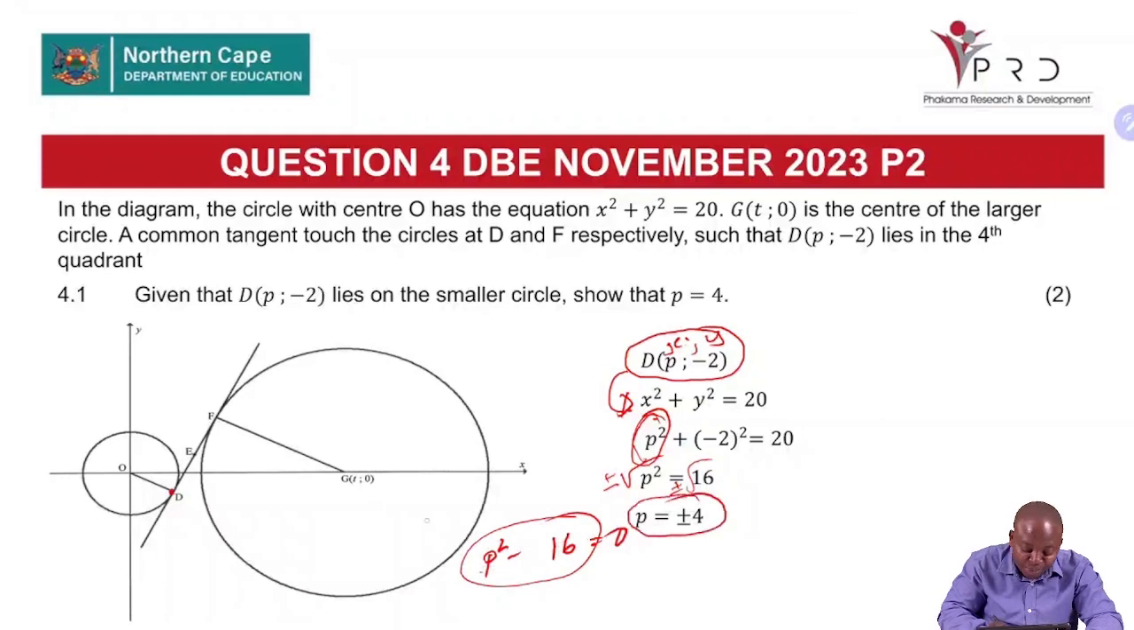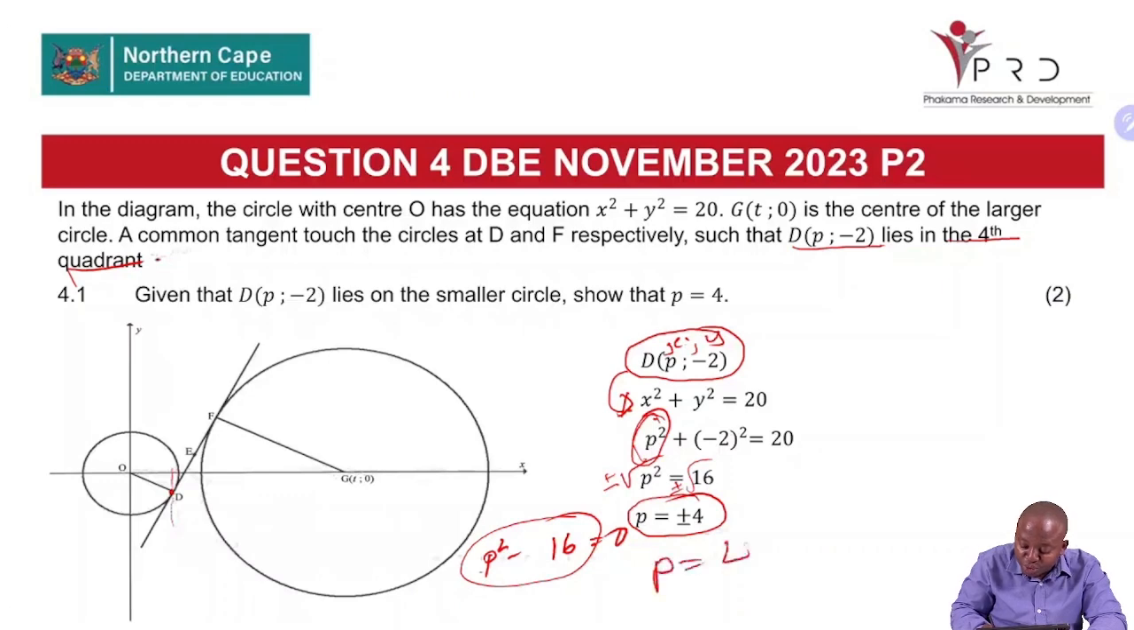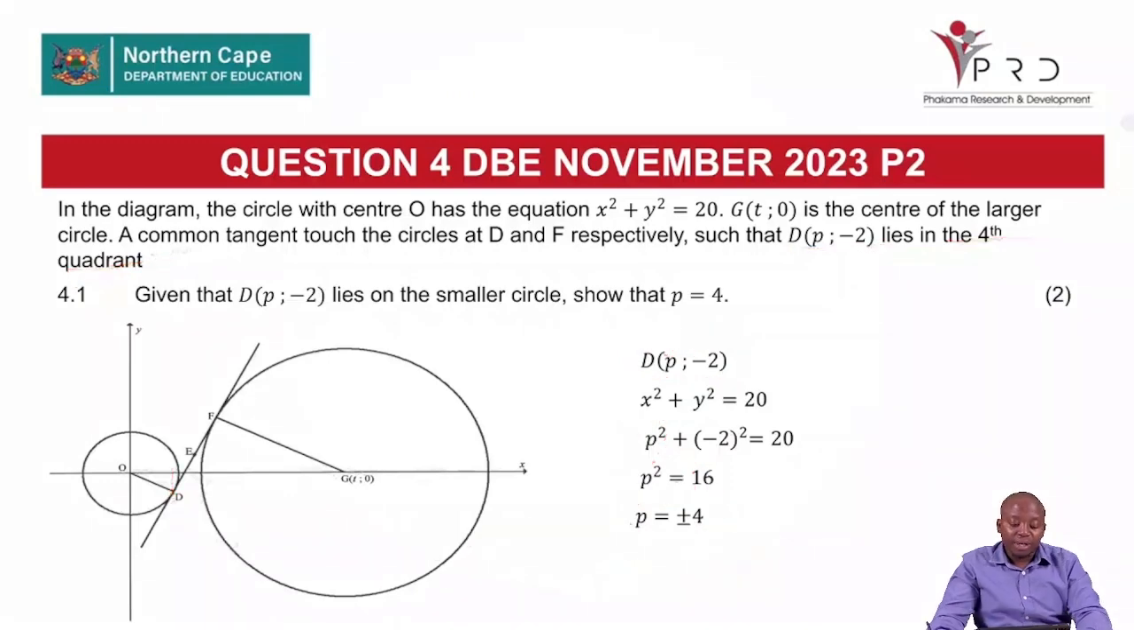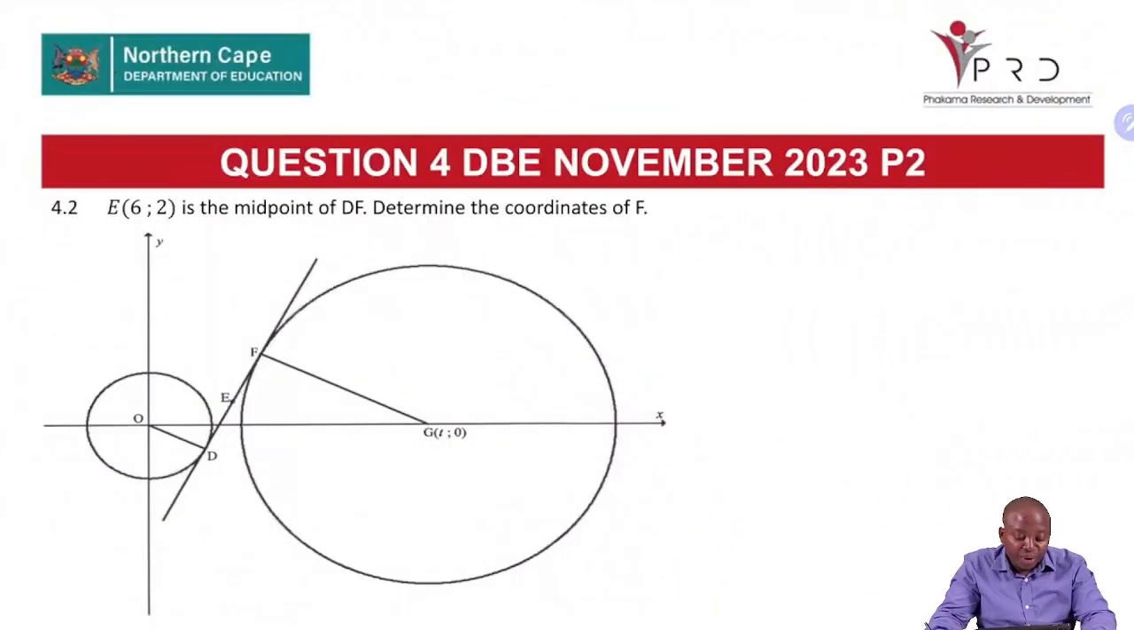But let's check where P is. P is in the fourth quadrant, and they said D lies in the fourth quadrant. In the fourth quadrant, we know that x values are positive. So that means P is equal to +4. Right. Let's look at 4.2. In 4.2, we're told that E, which is (6, 2), is the midpoint of DF. So E is the midpoint of DF.